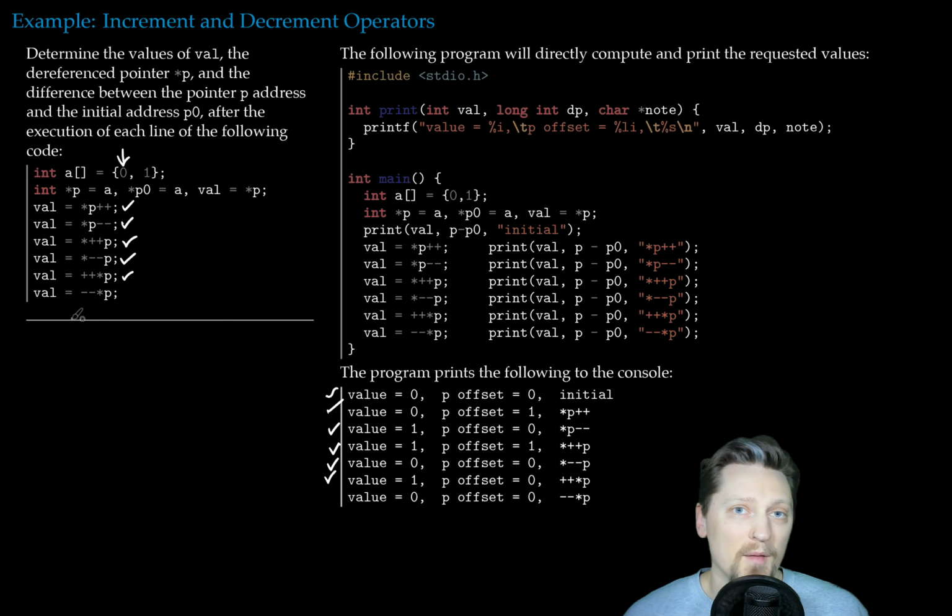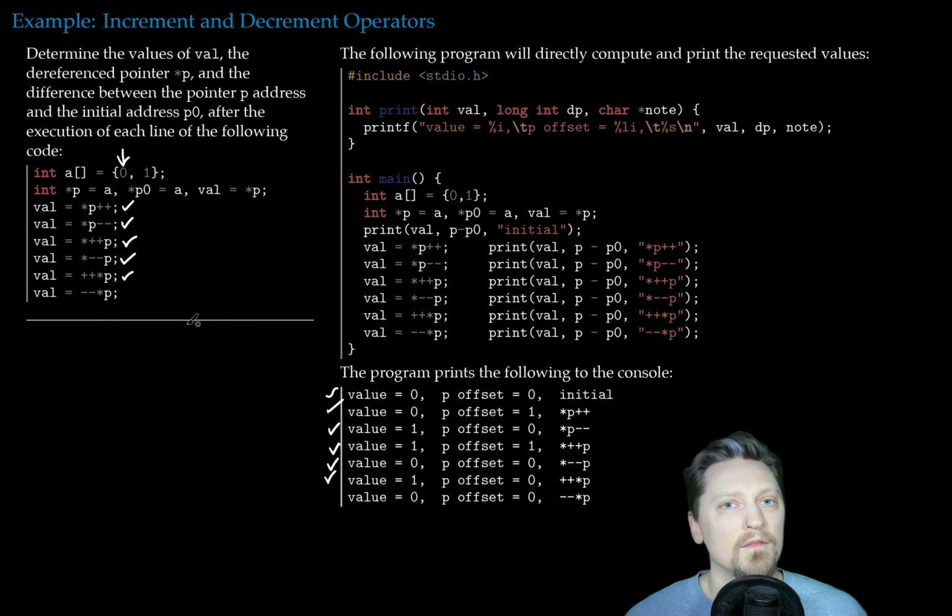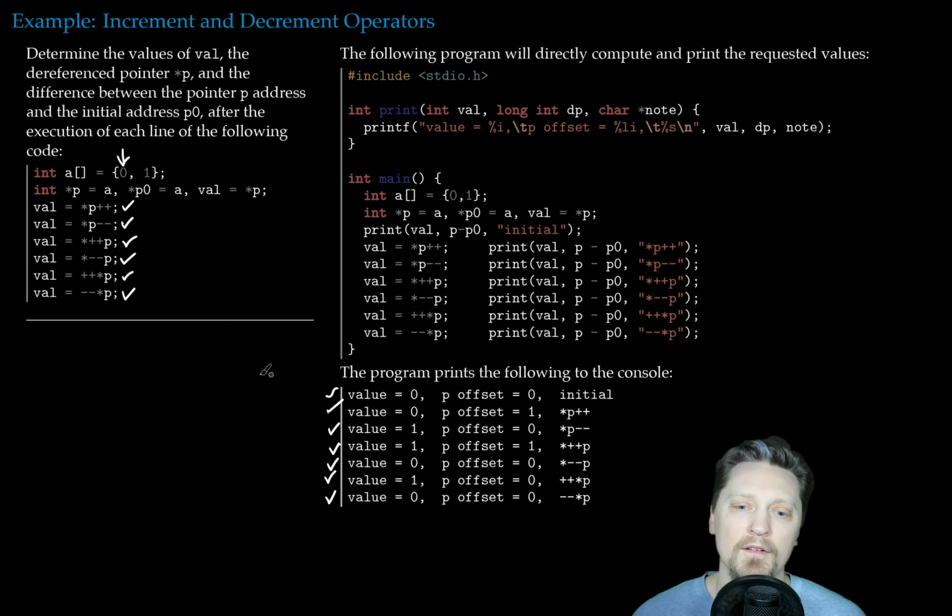In this last step now, we have, again, right to left associativity. So we're going to dereference first. The value of the array that's dereferenced, though, is now 1. And we're going to subtract 1, decrement, from 1, which gives us 0. So val should get 0, and we should have the pointer still pointing to the first value of the array. And sure enough, we have that. We have val being 0 and the offset being 0 still.